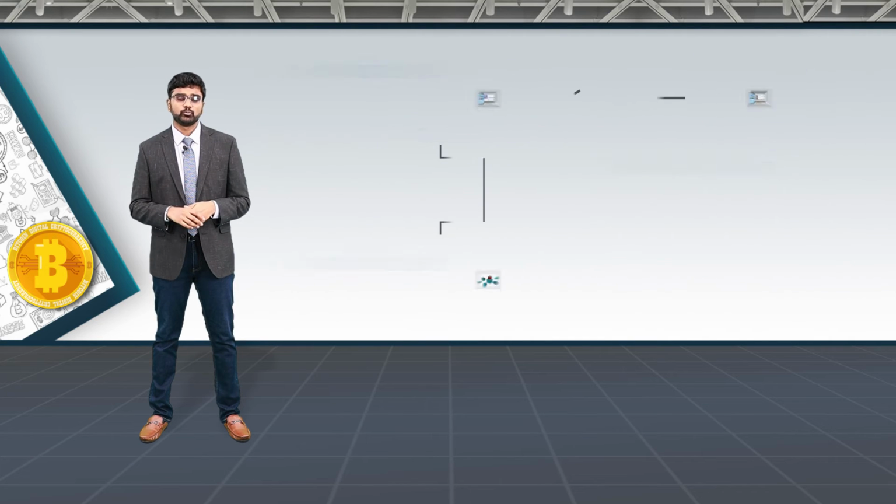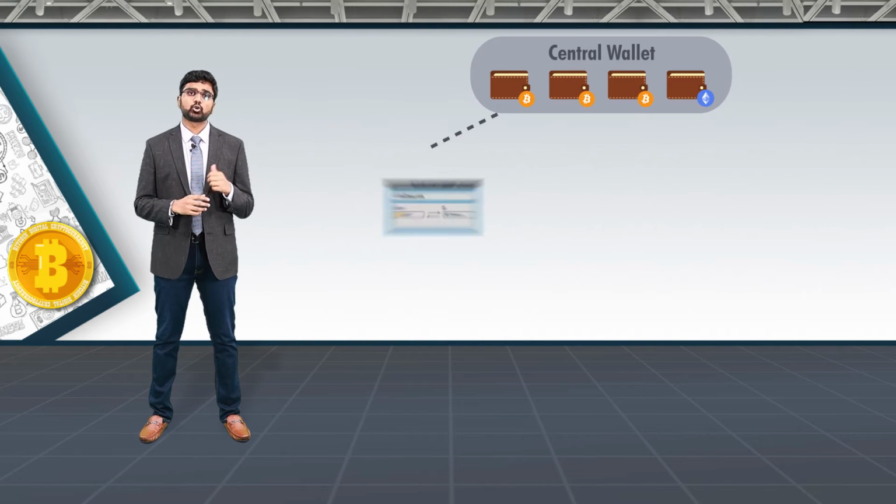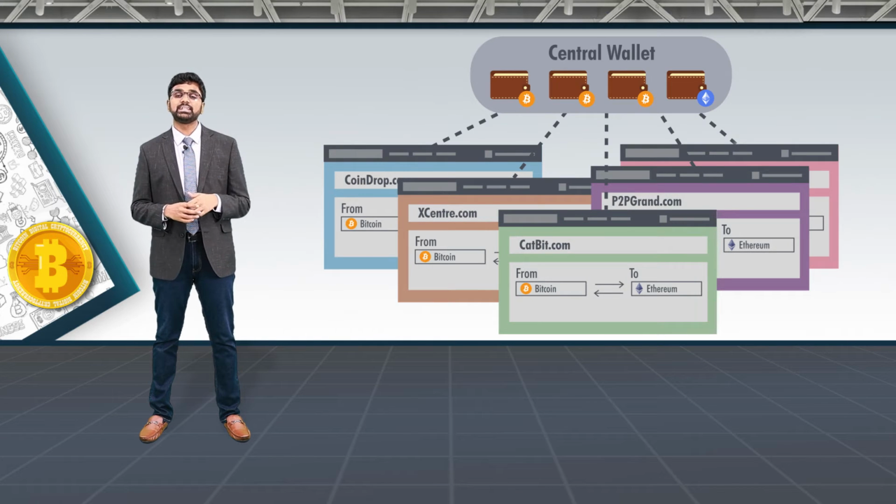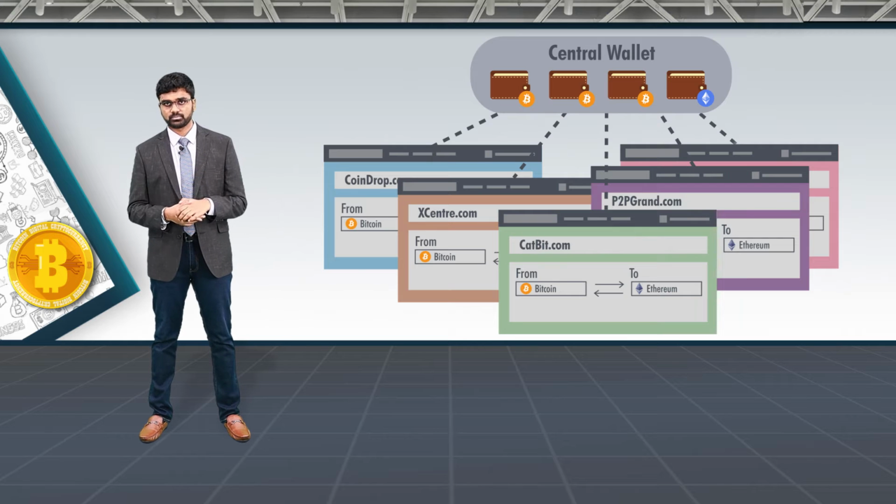In another case study, we have CoinDrop, Xcenter, Catbit and P2P Garant. Five different exchanges, all Russian, sharing the same backend infrastructure.